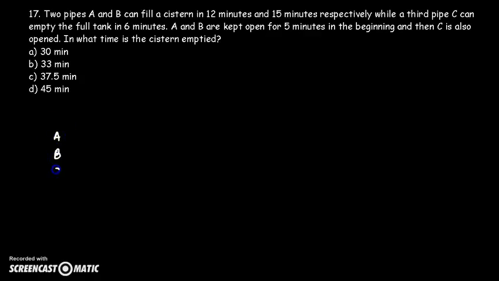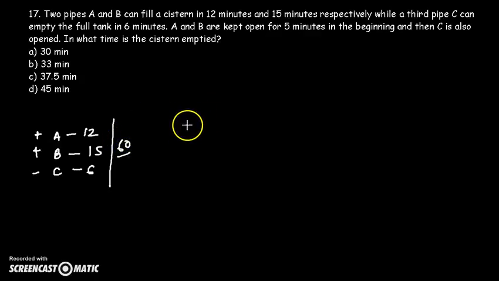A, B and C are 3 pipes, A doing positive work, B also doing positive, and C emptying the tank. Now A takes 12 minutes, B 15 and C takes 6 minutes. Since the numbers involved are 12, 15 and 6, let us take the volume of the tank to be the LCM of 12, 15 and 6, which is 60 liters.